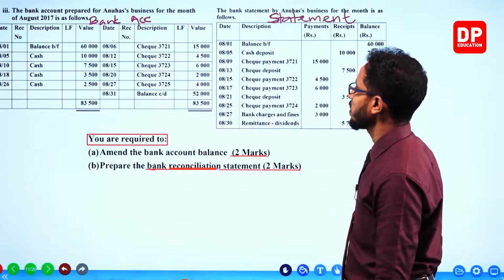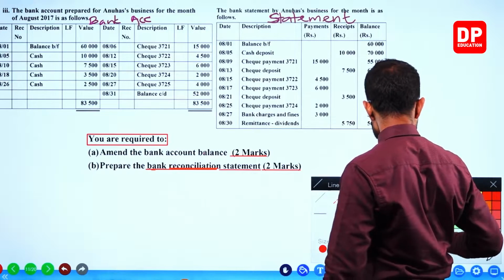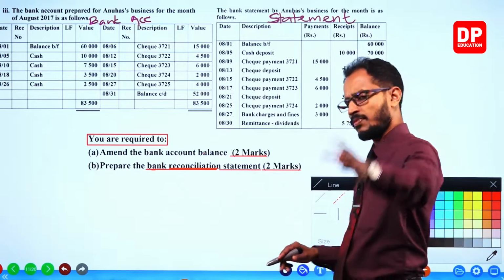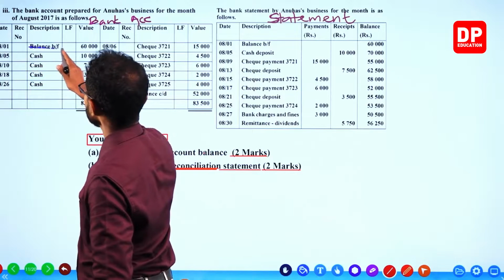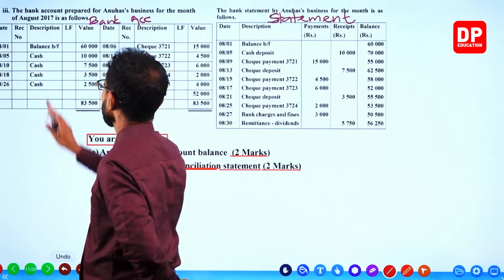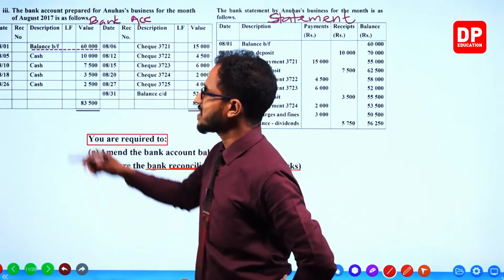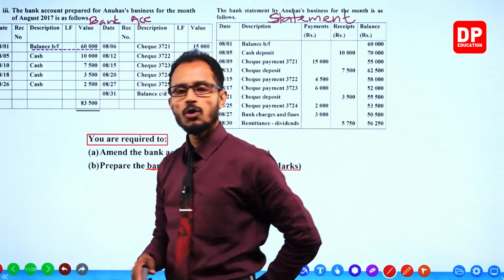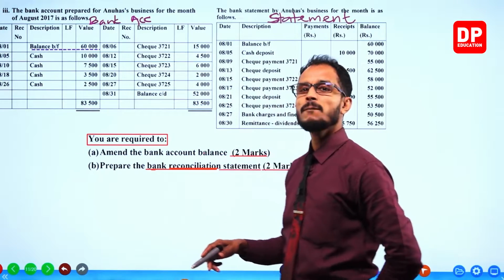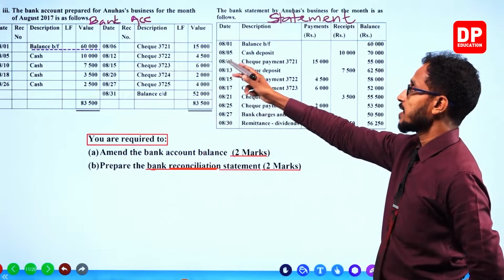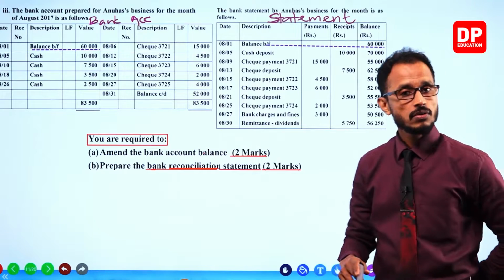All right. First things first. Check your balance brought forward in the business bank account. It's 60,000. This is the opening balance. Is it tallying with the statement opening balance? Yeah, here we go. It is tallying.